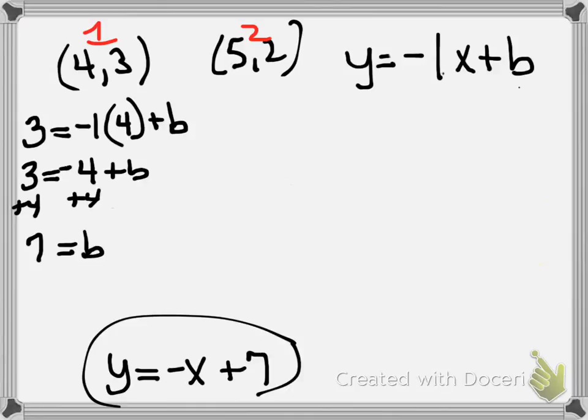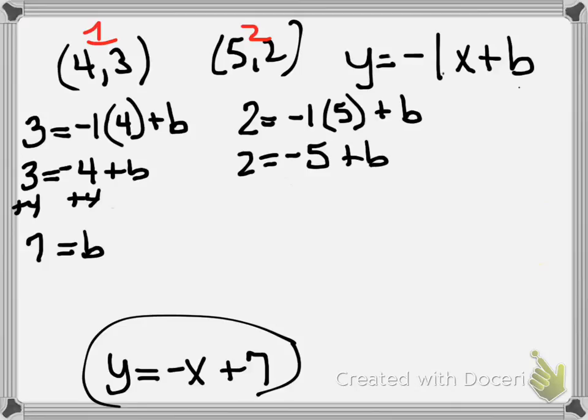But I want to show you that it doesn't matter which point you choose. So let's take point number 2 and go through the same process. I have an x and a y on point number 2. So let's plug them in. Y is 2. X is 5. And I'm trying to find b. So 2 equals negative 5 plus b. Well, if you add 5 to both sides, 7 equals b.